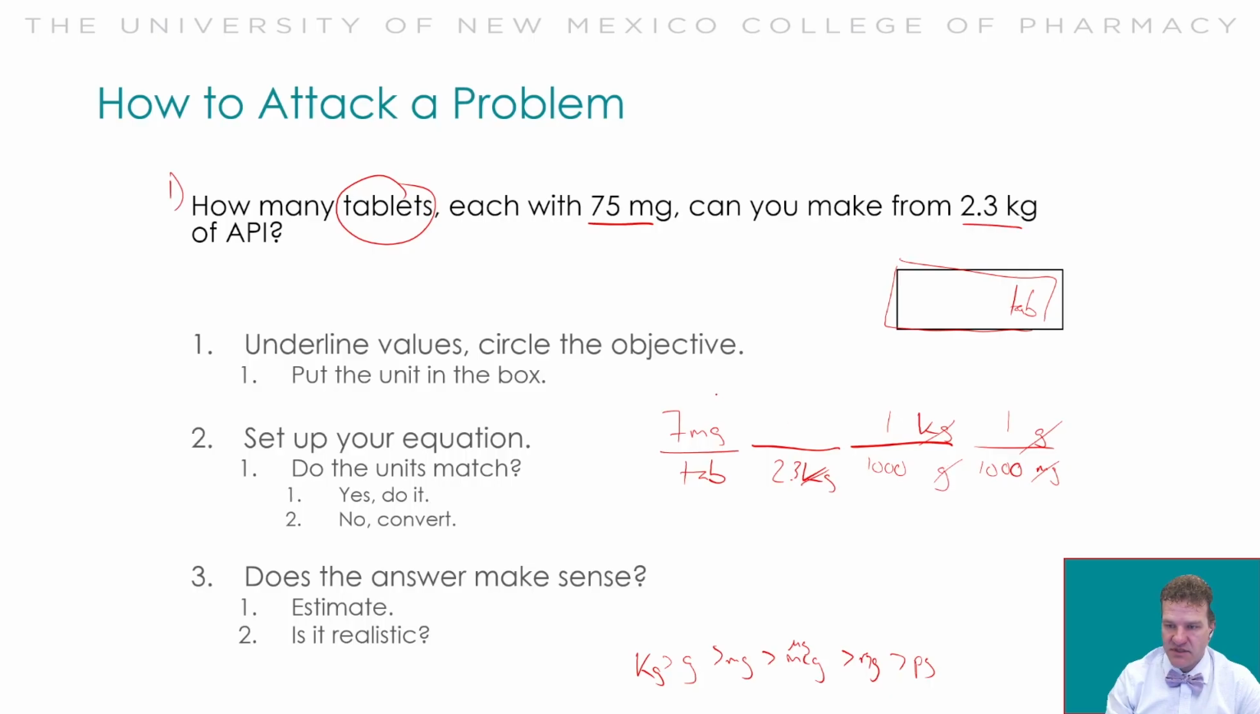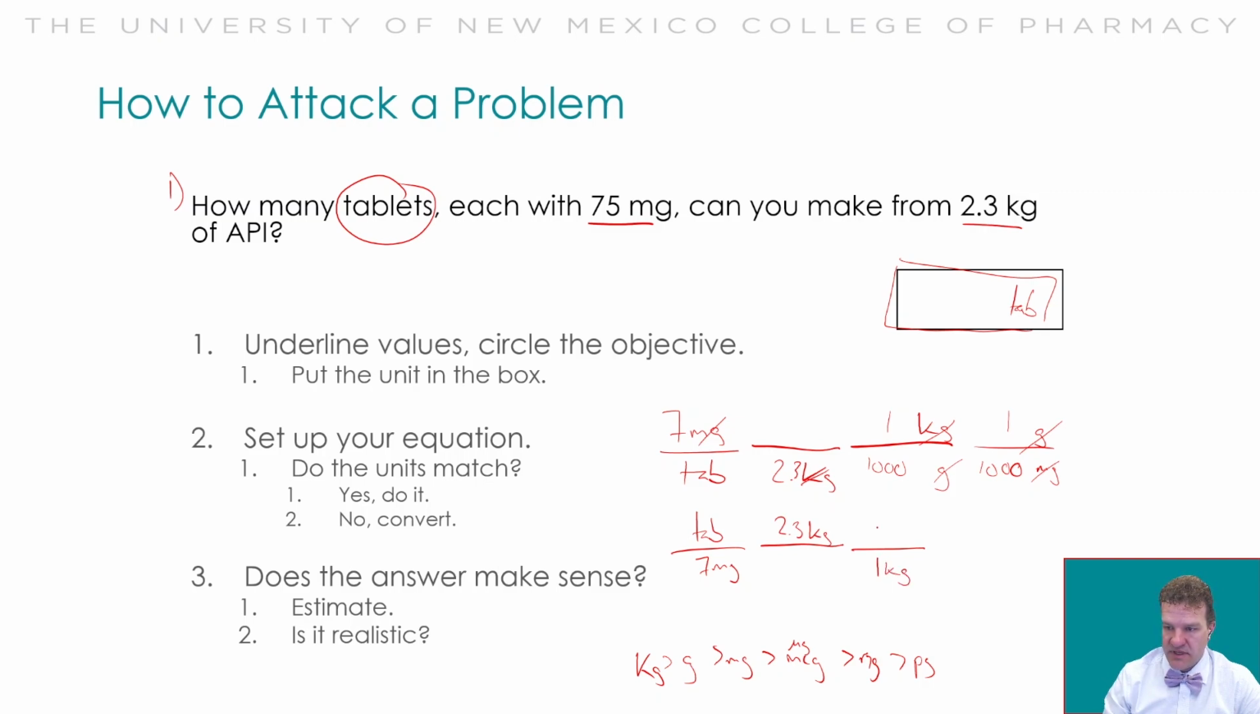And our milligrams are going to cancel. But our tabs are on the bottom. Shoot, we wanted tabs on top. So all I'm going to do is reverse this fraction. Okay. And then I'm going to rewrite everything. Kilograms, 2.3.